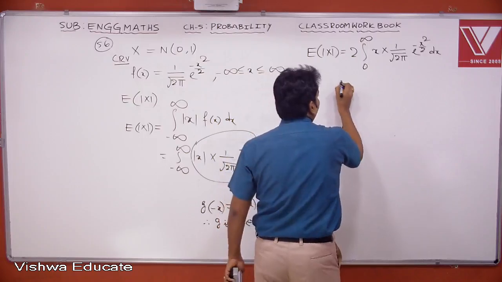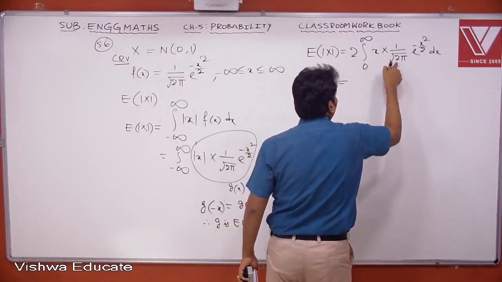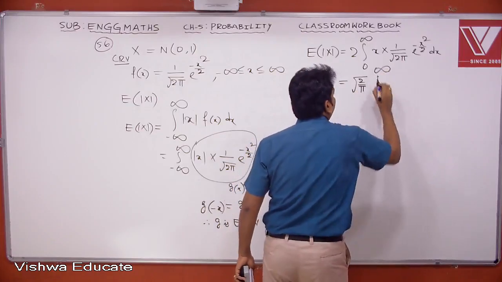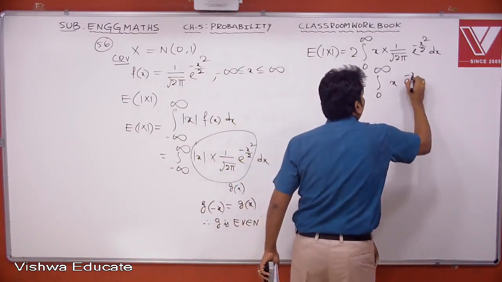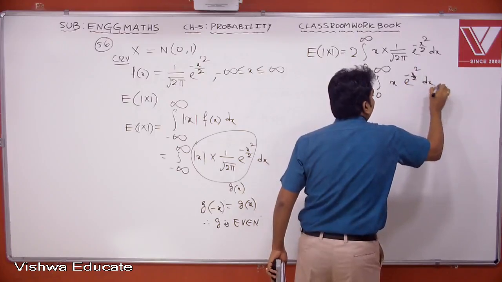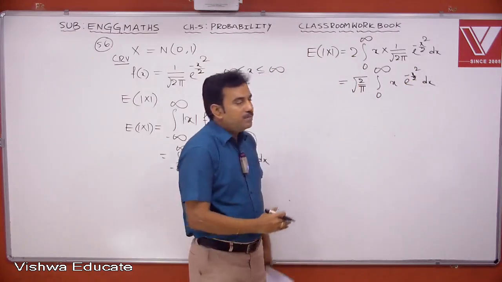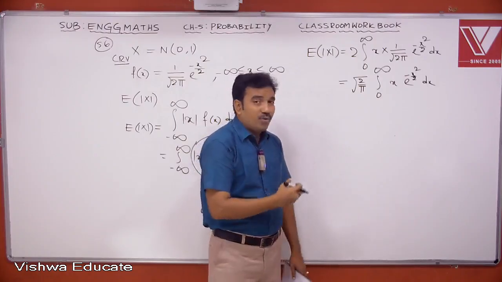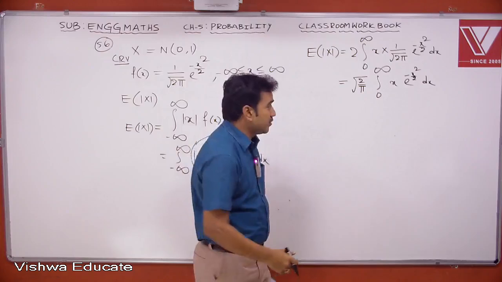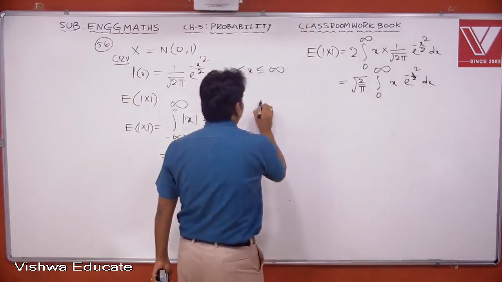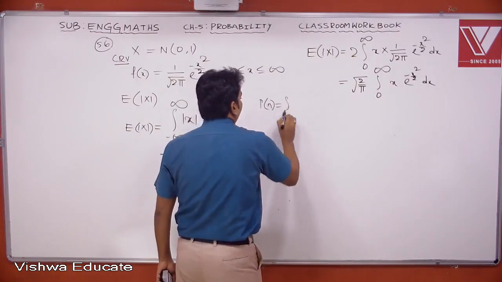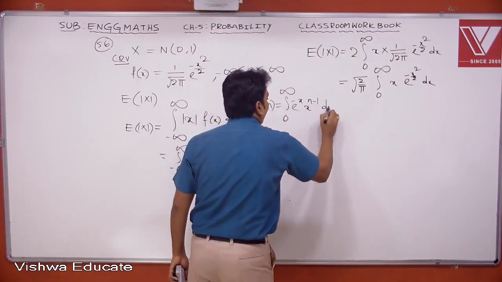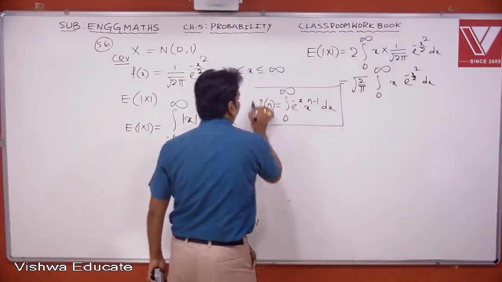Now you cancel this with this, so we get square root of 2 by pi into integral 0 to infinity x times e power minus x square by 2 dx. Now the limits are ranging from 0 to infinity. We have an exponential function, so it can be done by using gamma function, because gamma of n equal to integral 0 to infinity e power minus x into x power n minus 1 dx. This is gamma function definition.